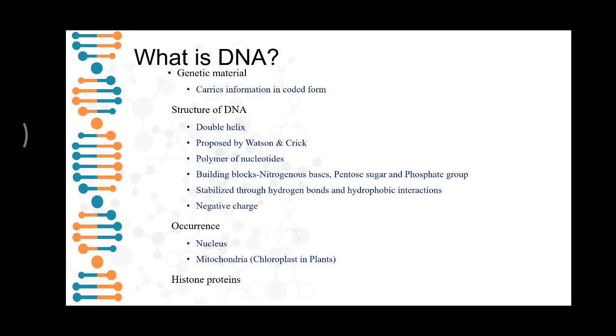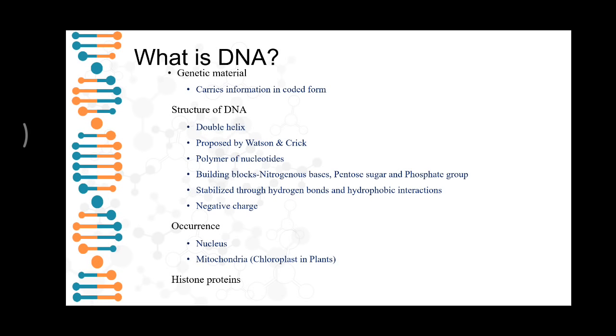So these double strand DNA are stabilized by hydrogen bonds and hydrophobic interactions. Basically the DNA is said to be negative in charge because of the phosphate group present in it. The occurrence of DNA is seen in the nucleus of a cell. And in some eukaryotes, we can get DNA from mitochondria and chloroplast in plants.